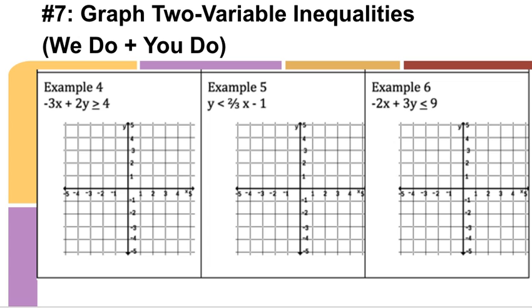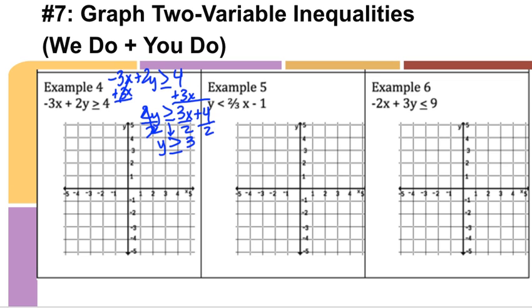Here's example 4, 5, and 6. Example 4 is another one that I have to solve. So I've got negative 3x plus 2y greater than or equal to 4. I can add 3x here, add 3x here. So that's 2y is greater than or equal to 3x plus 4. Divide by 2, divide by 2, divide by 2. So notice here I divide by a positive number, so my inequality stays the same. Greater than or equal to 3 over 2x plus 2.